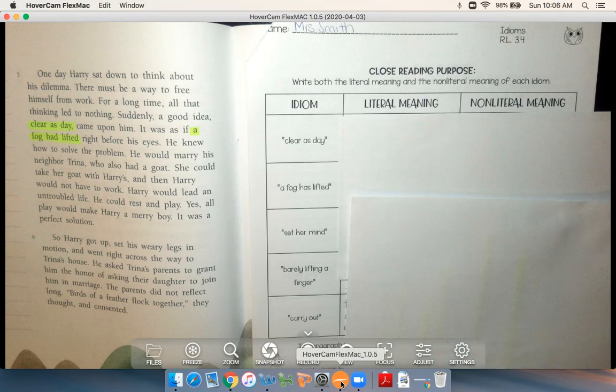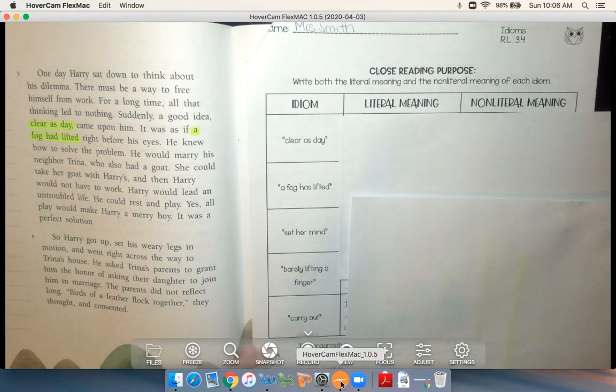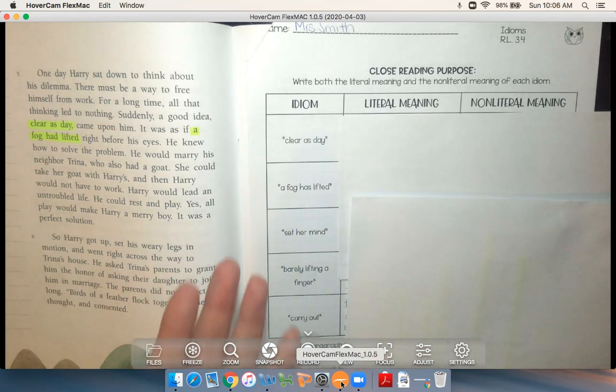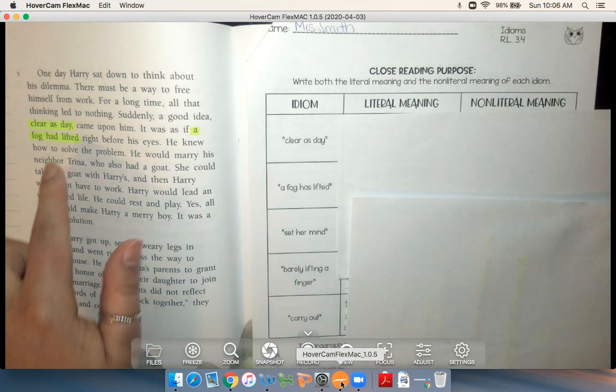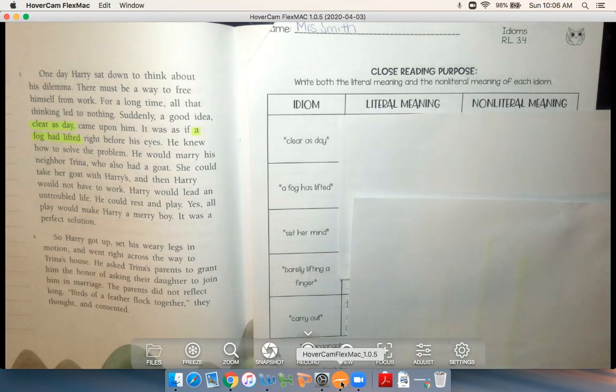down what the literal meaning is, right? If I were to take this phrase for exactly what it says, what does it mean literally? And then we're going to write down the non-literal meaning, or what I really mean when I say this in the context of the story. How am I using this idiom to be more dramatic and to tell you what I mean in different words?